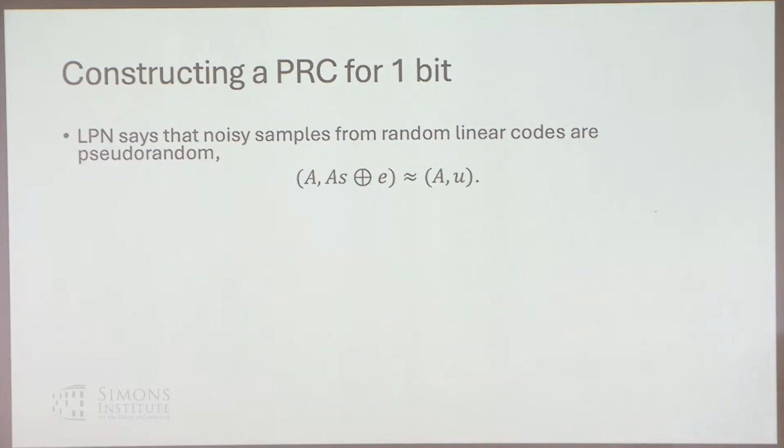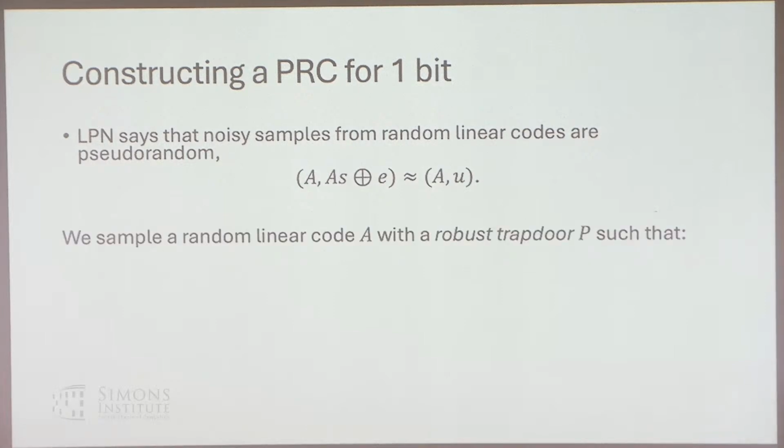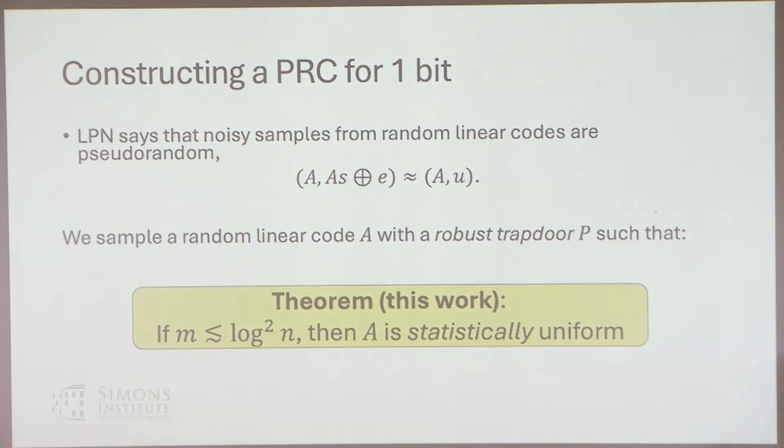Okay, and so now remember we wanted to apply LPN to say that noisy samples from this code are pseudorandom. But we've sampled A in this completely different way. Before, A was random. Now A is sampled to be consistent with this trapdoor. But fortunately, we showed that if you do our sampling process and you choose parameters carefully, then A will actually be statistically close to uniform. And I'll point out that because of these parameters, we need to rely on subexponential LPN.